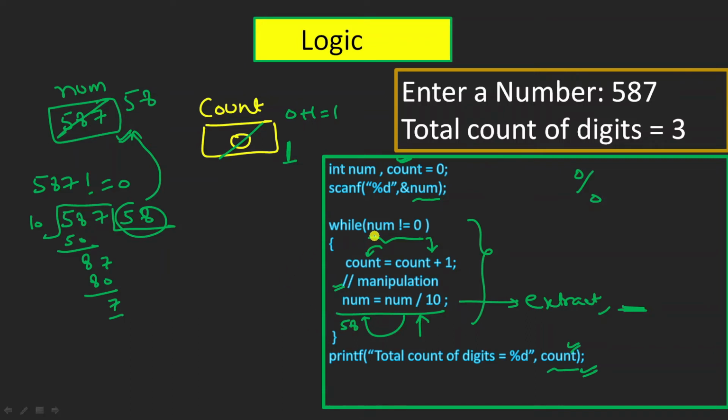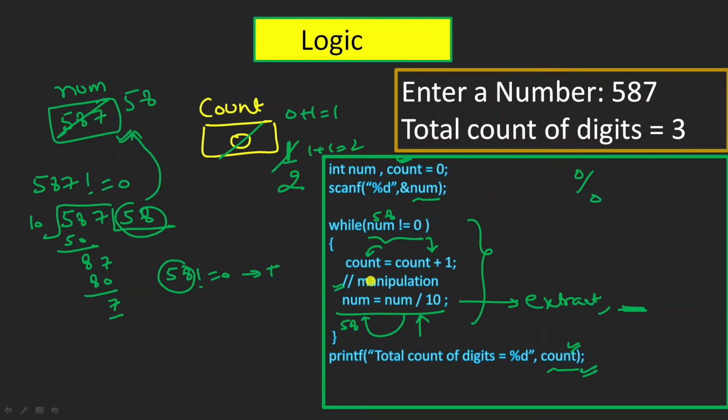So in the next iteration, I will go here and I will say 58 is not equal to 0. It is true, right? 58 is not equal to 0. I will say okay, that means my number is not 0, so I can increment my counter variable because there will be at least one digit inside this number, whatever it is. So the counter has become 2, that means 1 plus 1 equals 2.